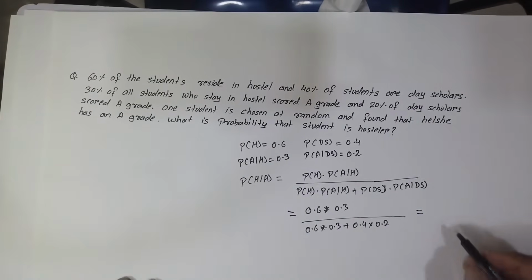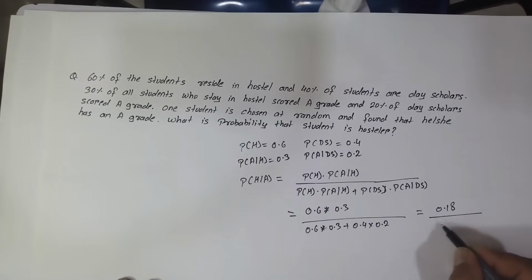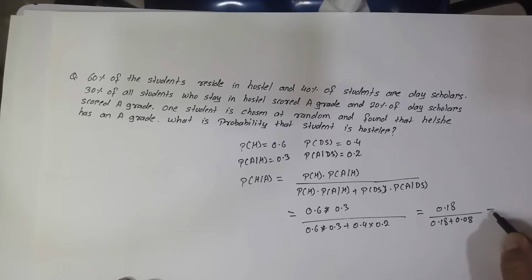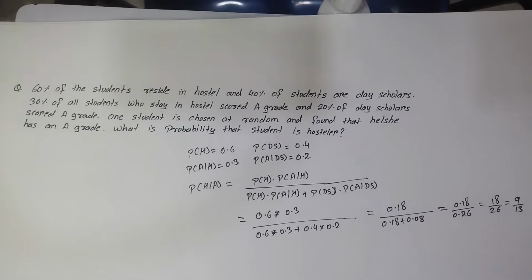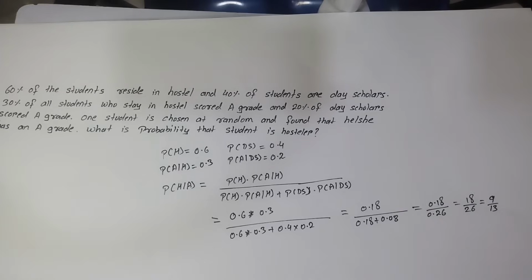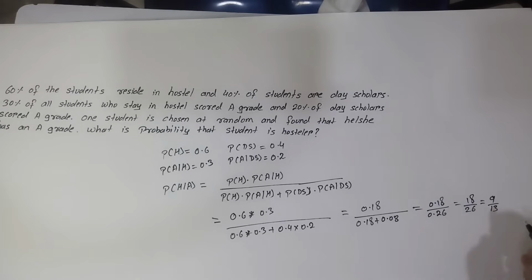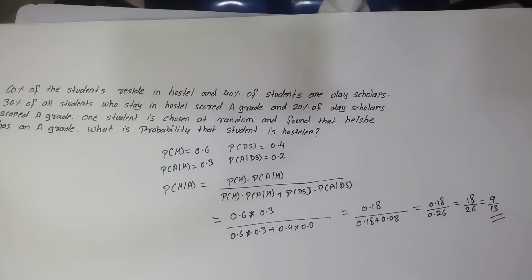So this will give us 0.18 divided by 0.18 plus 0.08, so 0.18 by 0.26. It's like 18 by 26, 9 by 13. So the probability that the student is a hostler will be 9 by 13. Let's try to solve another question.